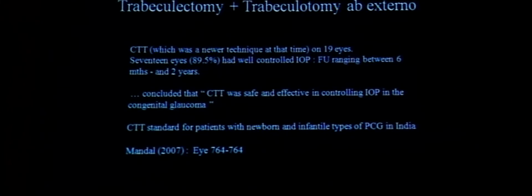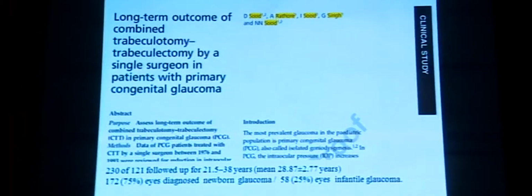Since then, more or less, the trabeculotomy ab externo with trabeculectomy has been the norm for primary congenital glaucoma in India. Dr. Mandal and the LV Prasad people have only popularized the combined procedure over the years. We recently published in Eye the long-term outcome of a single surgeon, where we took 230 eyes from 121 patients who had been followed up for a minimum period of 20 years.